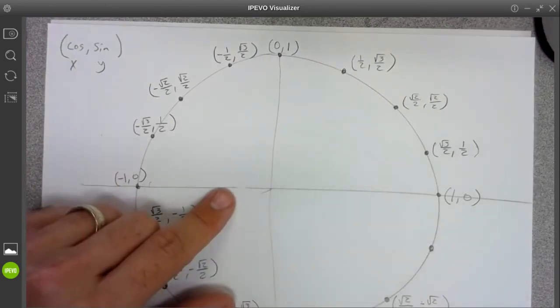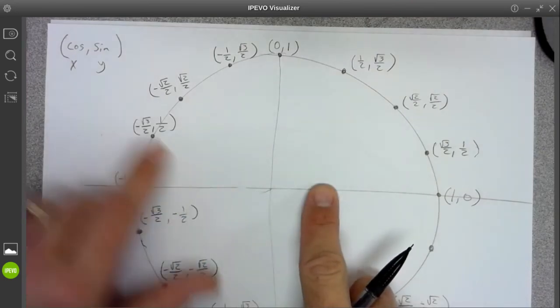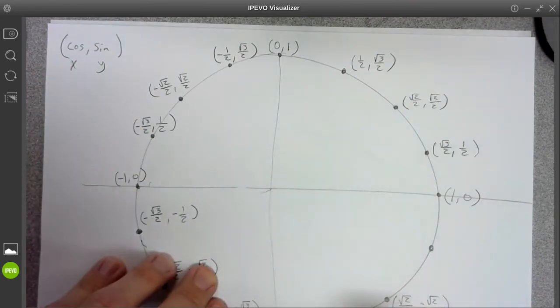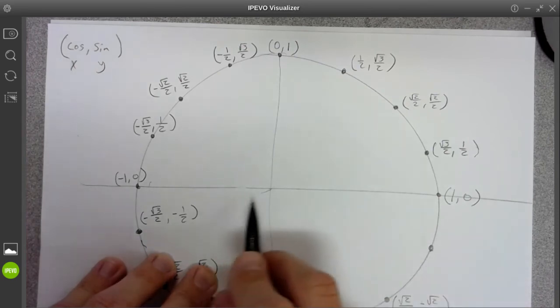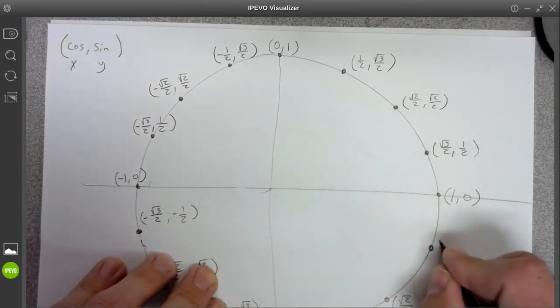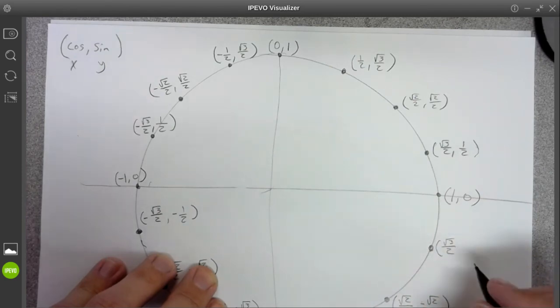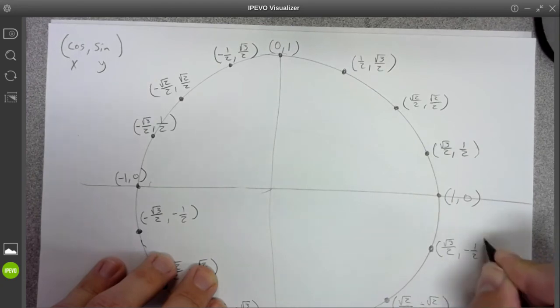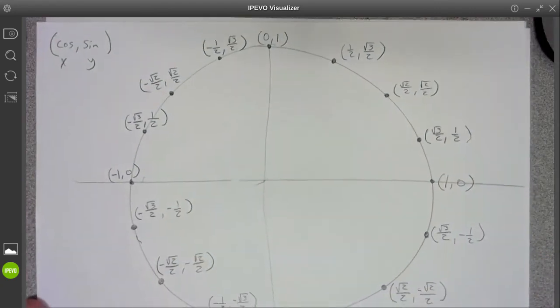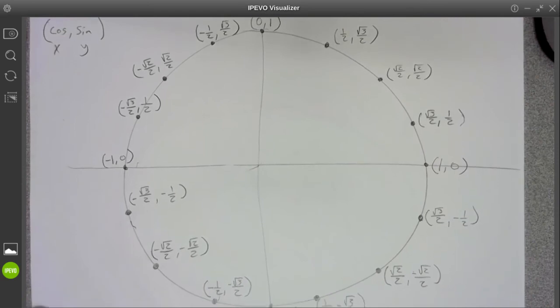For this one, we're to the right a little bit, so x is 1/2. Y is down a whole bunch, so negative root 3 over 2. And then for this one, we're to the right a whole bunch, so it's root 3 over 2, and our y value is down just a little, so negative 1/2. There it is. That's the whole unit circle.